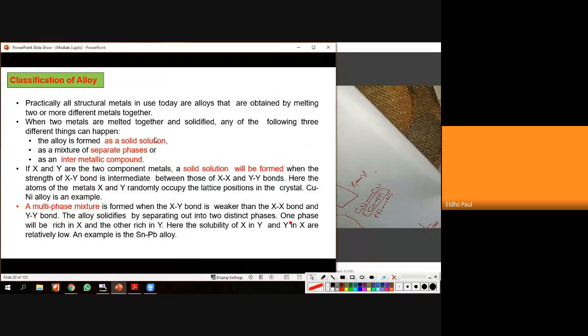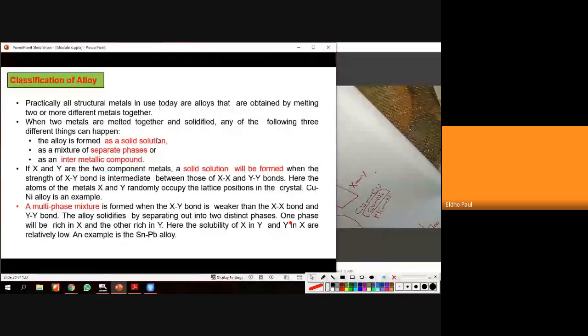I will explain that later. So intermetallic compounds may be formed, or multi-phase or separate phases may be formed, or a single solution may be formed. So these three formations, at different compositions, actually affect the strength of the alloy. I will explain how later, case by case. For now, understand that these three things can form.